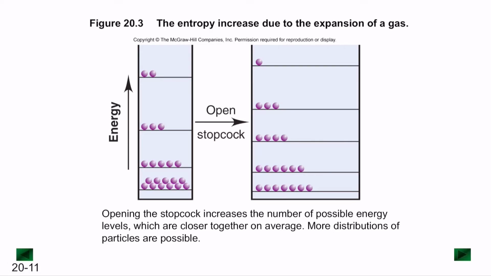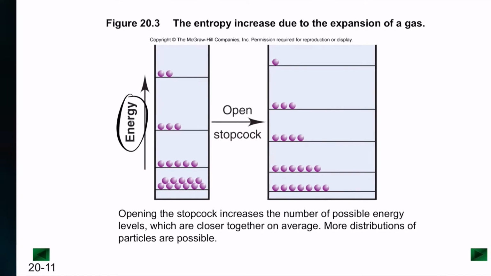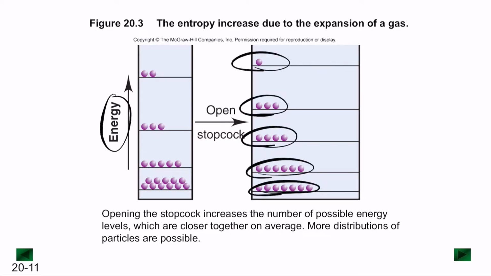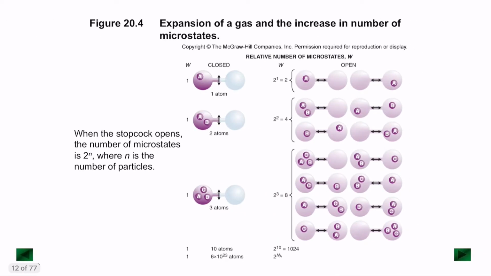So we started with a certain number of energy levels. Now when you open the stopcock, you are basically increasing the number of microstates, thereby increasing the entropy. So what are the possible states in which we can think of the number of microstates? So here we have two particular states at which we are starting.